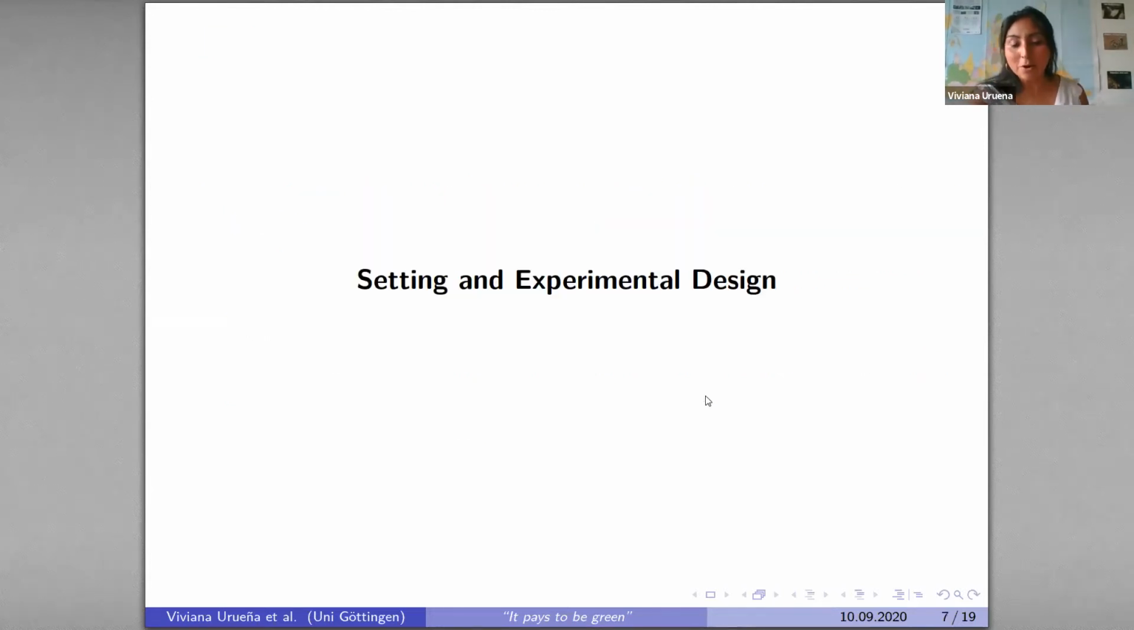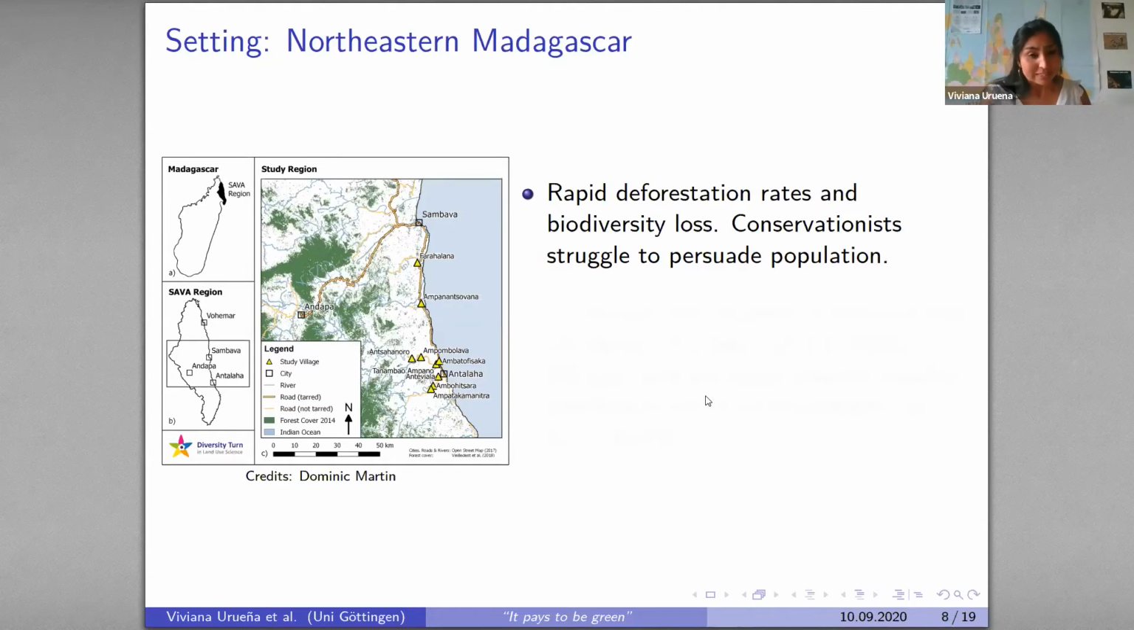So I will talk a bit now about where we conducted this experiment and also about our design. We conducted this experiment in northeastern Madagascar. This is a very important spot for biodiversity, but also for economic activity. And because of man-made actions, we have observed in recent years rapid deforestation rates and biodiversity loss. After conducting different focus group discussions and expert interviews, we came to the conclusion that conservationists are struggling to persuade the population.